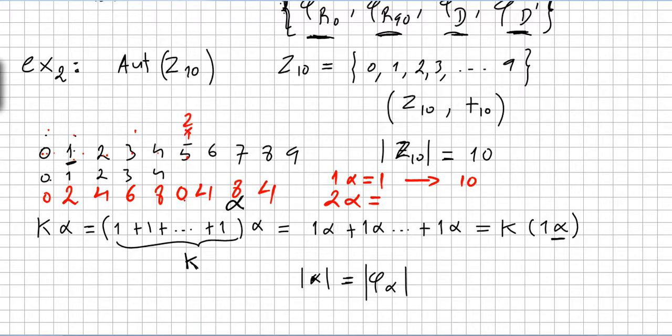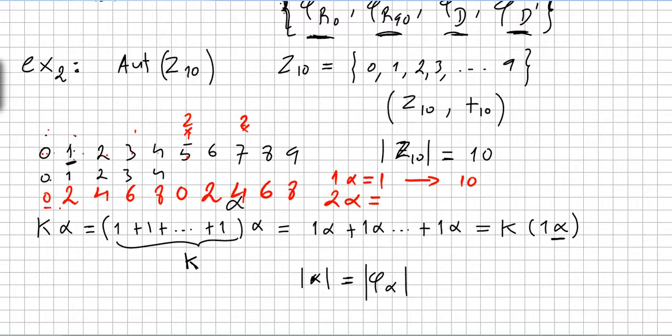So 2 times 5, you get 10, that's 0, right. 2 times 6, you get 12, so you get 2. Yes, I'm going to erase this. I was doing stupid things here. So this is 2. 2 times 7, you get 14, so you get 4. And here you get 6, and here you get 8.